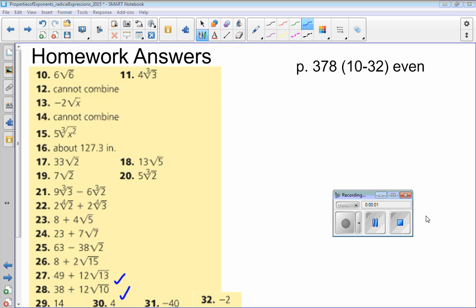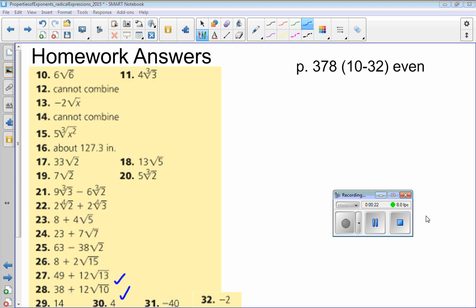27 and 28 from the homework that we want to go over. Any other problems? Cannot combine. There were several, both 12 and 14. I don't think they either had the same index or what was underneath the radical was the same. So you weren't able to combine those any further. 24 as well? Sure. All right.